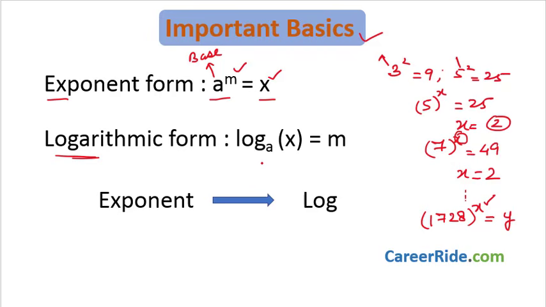So logs are written in the form of log x to the base a. See here carefully. The base is again a here, okay? So log x to the base a is equal to m. This is how I write it. So exponents can be converted into logs and logs can be converted into exponents. And this conversion, if you understand that properly, this chapter becomes super simple for you, okay? And I'm going to teach it to you in a very easy manner.